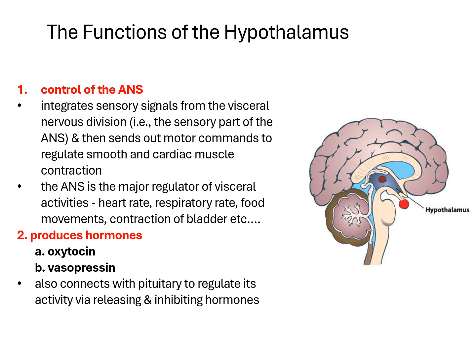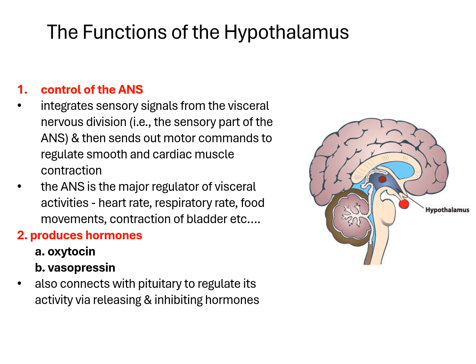The ANS is the major regulator of visceral activities like heart rate and food movement through the GI tract, the contraction of the bladder, function of the respiratory system, of the reproductive system. So the hypothalamus is considered to be the control center of the autonomic nervous system.